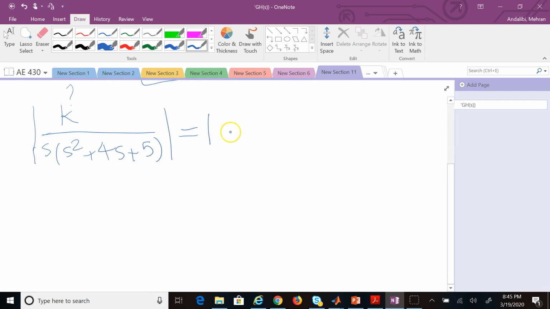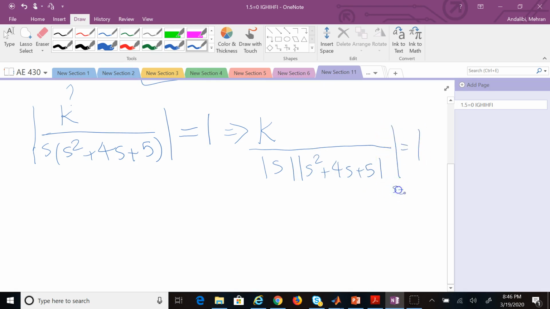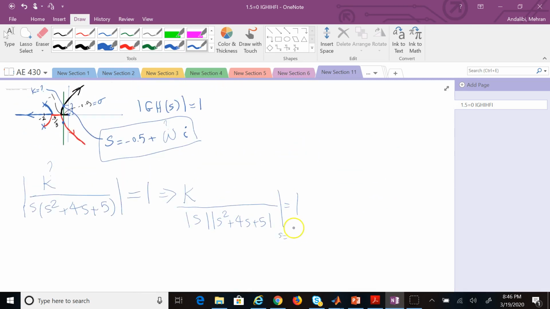So what is the magnitude? We know that the magnitude of a ratio of complex numbers is what? The magnitude of the numerator divided by the magnitudes of terms in the denominator, that is equal to 1. So that's the magnitude of k. Of course, it's a scalar, so it's going to be k. So it's going to be the magnitude of s divided by the magnitude of s squared plus 4s plus 5. This should be 1 at what s, of course? At s equals negative 0.5 plus omega I.